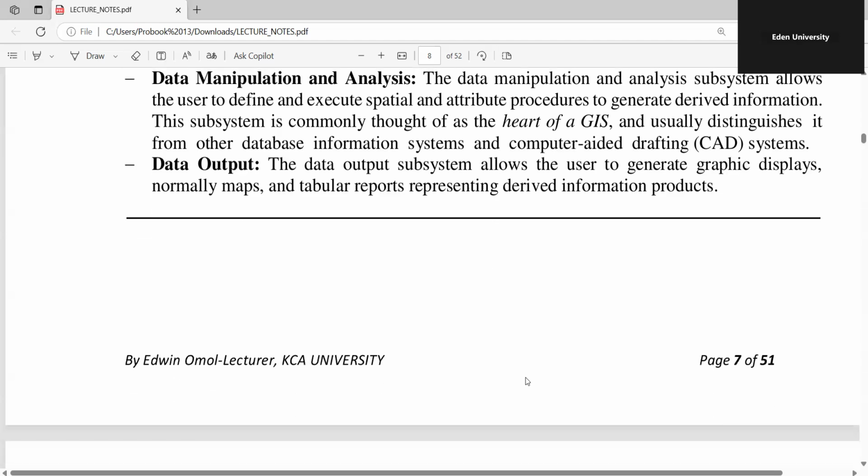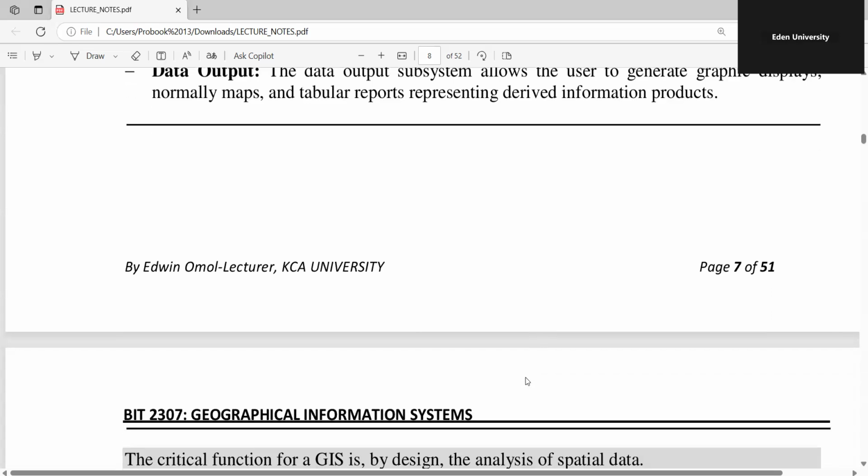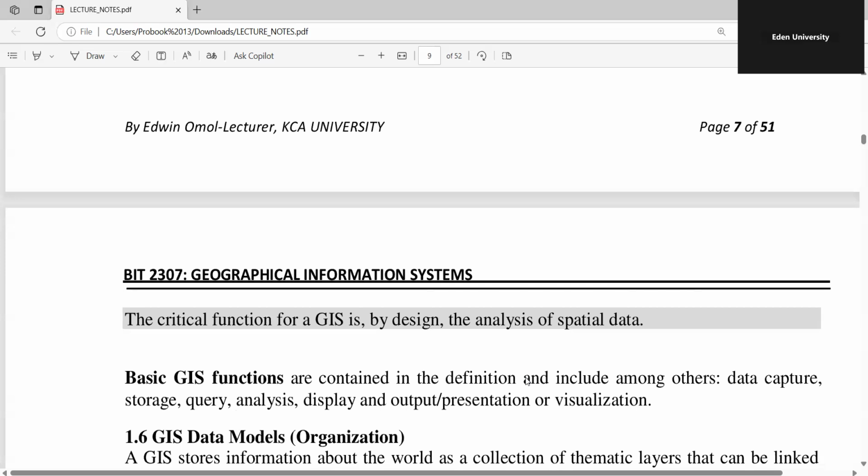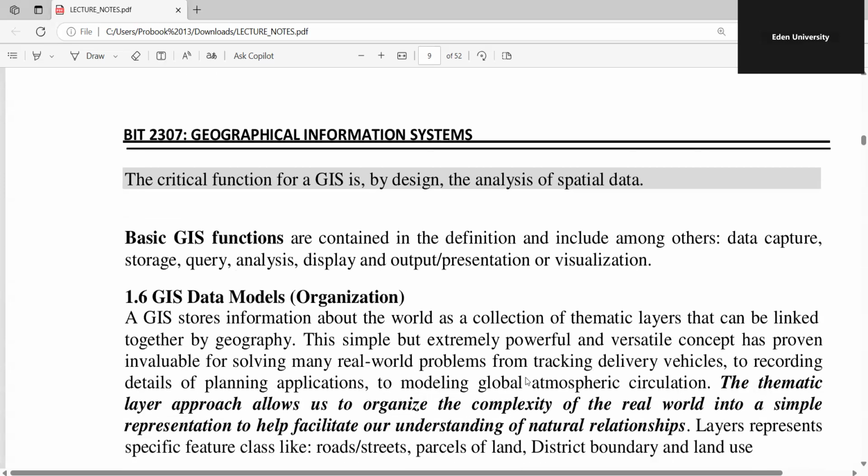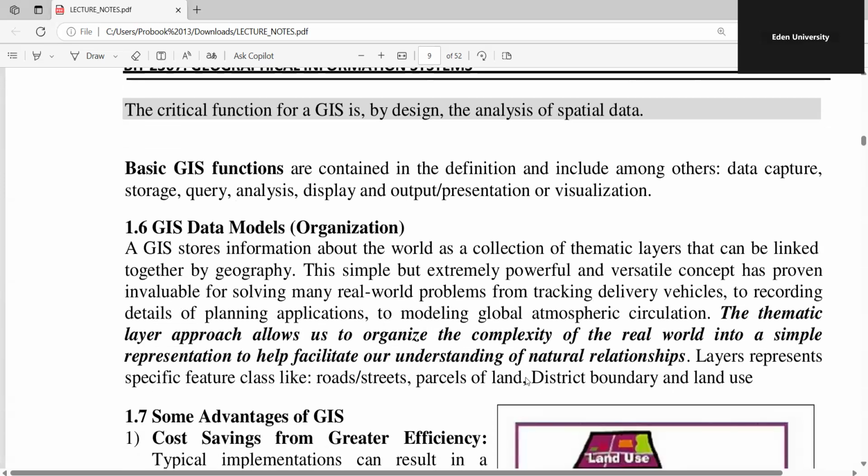Data output. The data output subsystem allows the user to generate geographic information displays, maps, and tabular reports representing derived information products. So for now, basic GIS functions are contained in a definition, which includes the capture, the query, and so on.